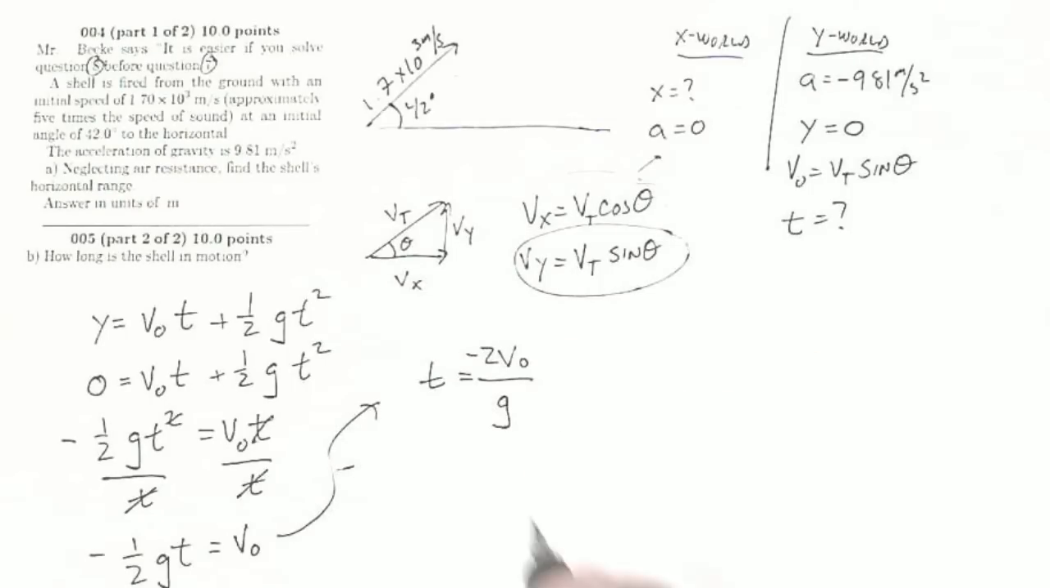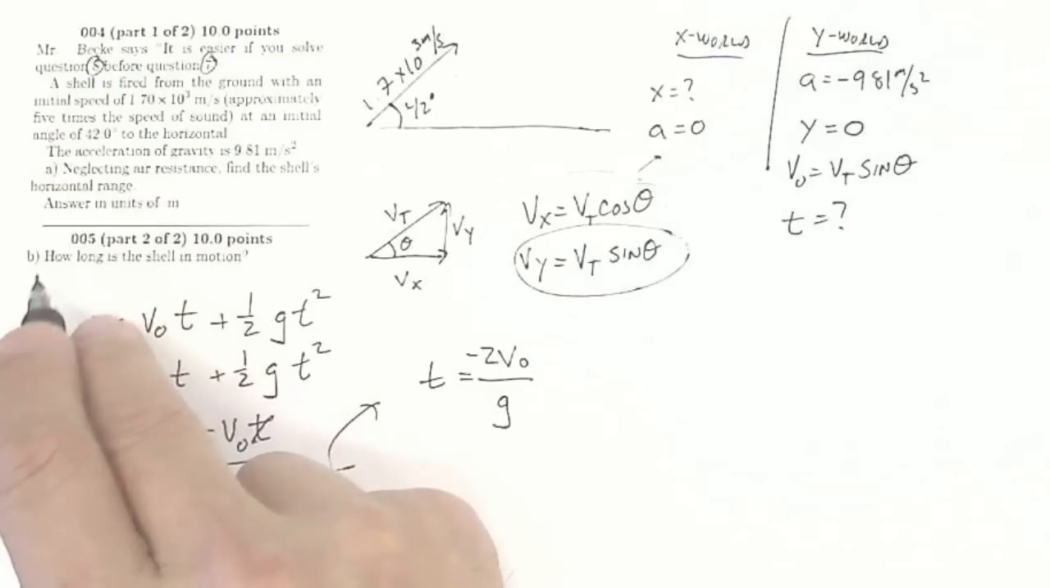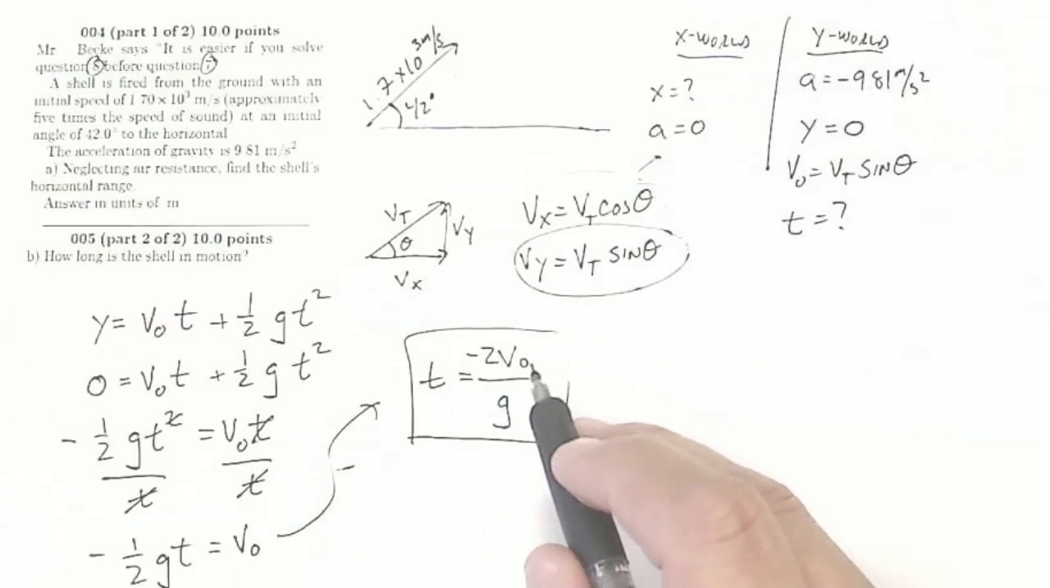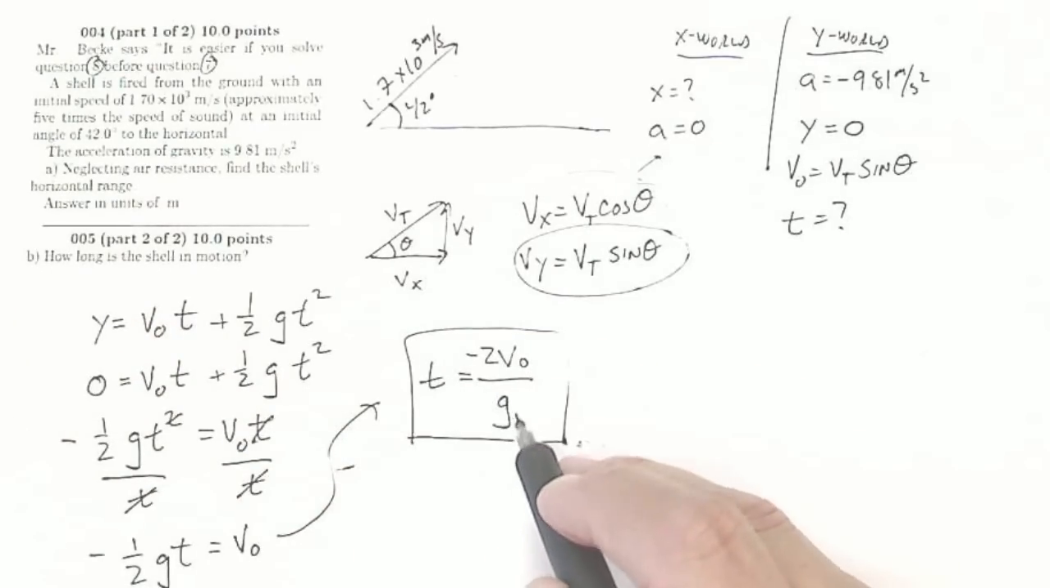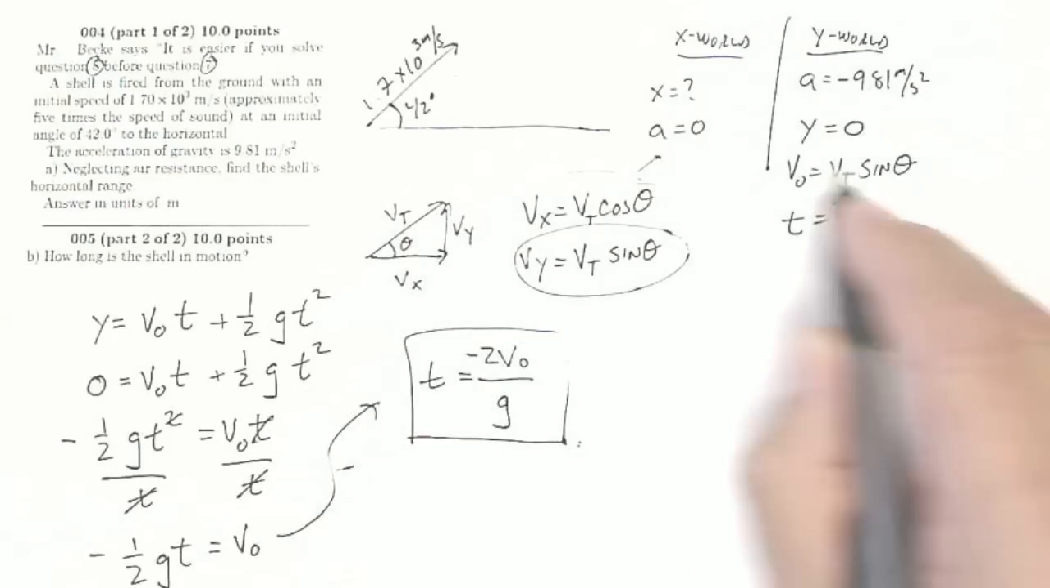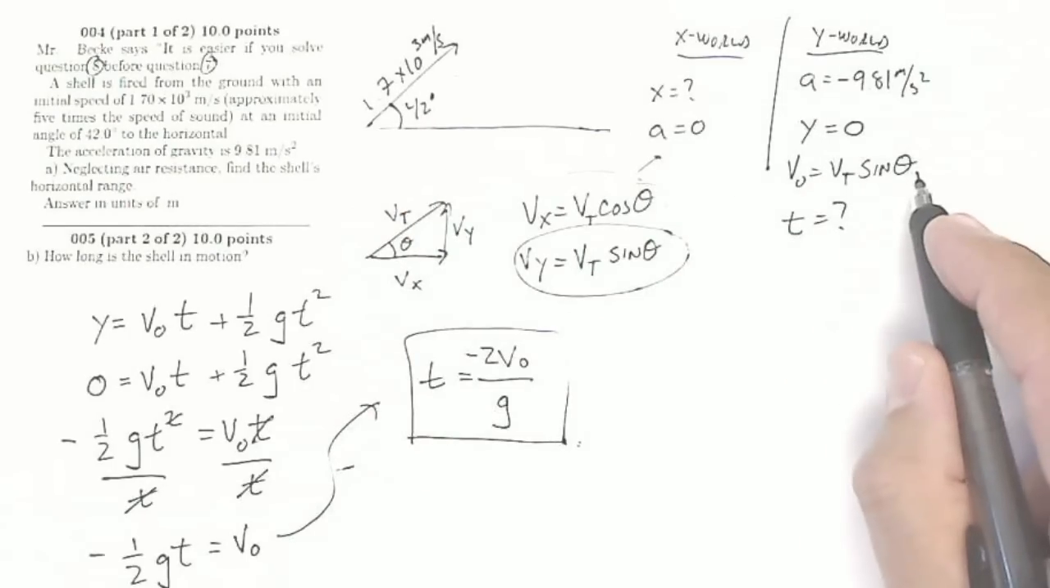So that will be the answer to question number 5, how long is the shell in motion? It's going to be negative 2 times the initial velocity, divided by gravity. And remember, the initial velocity is my total velocity times the sine of, in my case, 42 degrees.